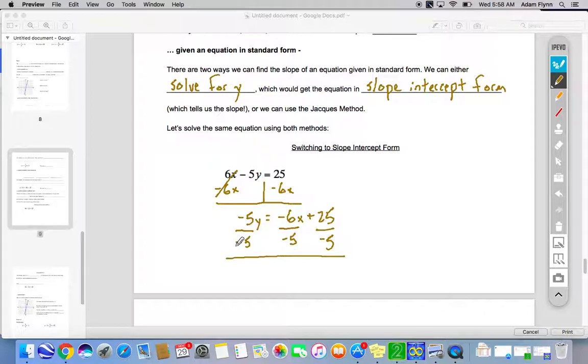So when I do that, -5's cancel, so I'm left with y equals -6 divided by -5. Well, the negative signs can cancel out, so I'm left with 6/5 times x, and 25 divided by -5, which is -5. So this is in slope-intercept form because the y is by itself.